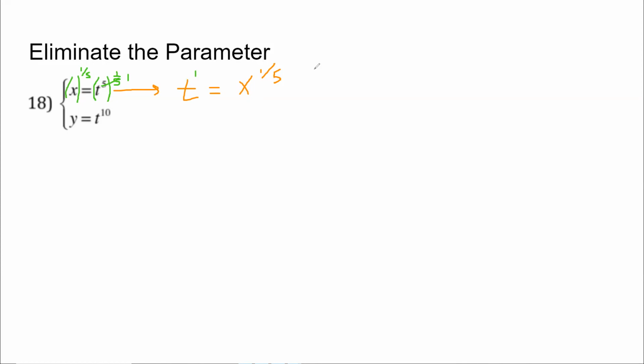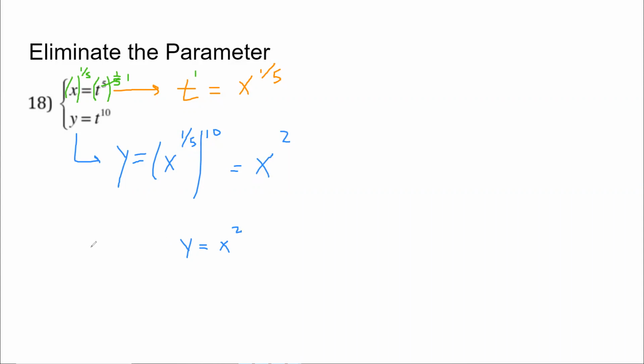Now we can take the second equation, y equals t to the 10th, but now replace t with x to the 1/5. Which is just x squared, because when you multiply exponents, 1/5 times 10 is 2. So y equals x squared would be the rectangular equation. Rectangular meaning has two variables, like a rectangle has two dimensions, like a base and a height.